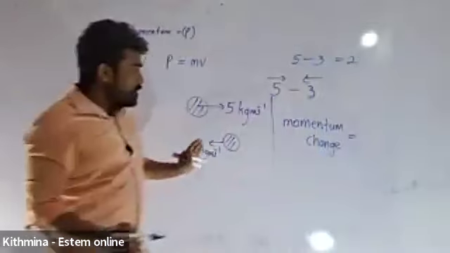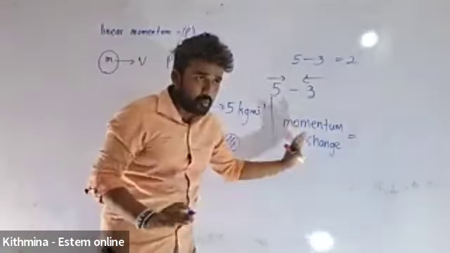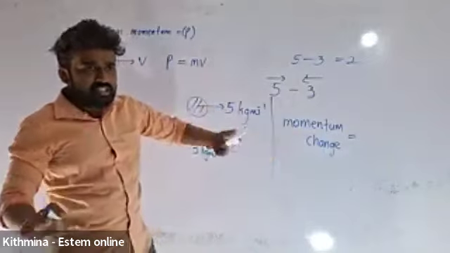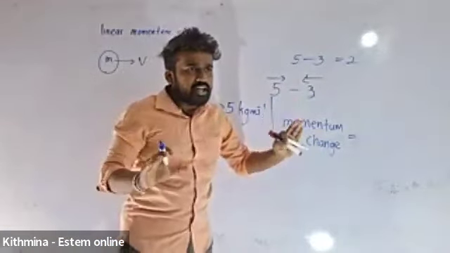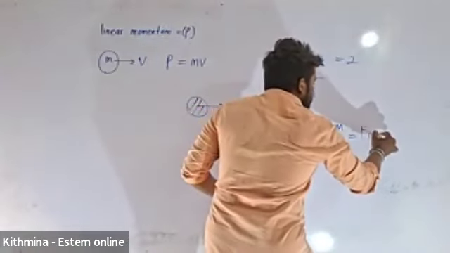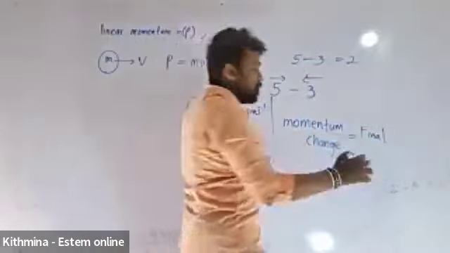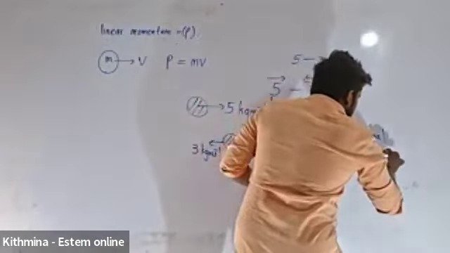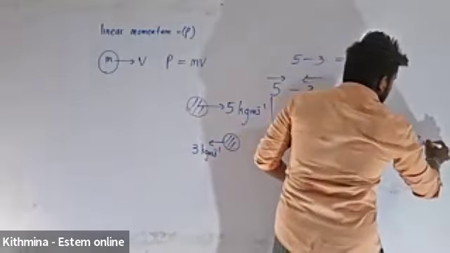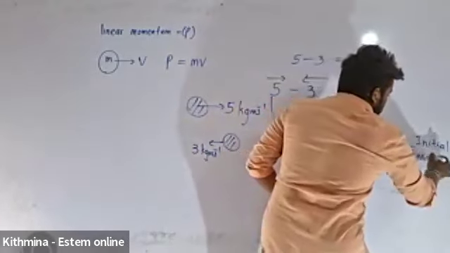Now, when you find momentum change, or any change in the physics syllabus, you should always subtract the final thing from the initial thing. It is final momentum minus initial momentum.